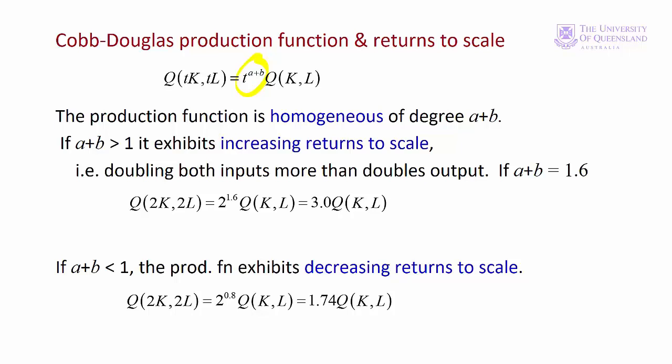For example, doubling both inputs more than doubles outputs. If we had the case where a plus b is equal to 1.6, we could double the inputs, double both labour and capital. The factor we'd multiply it by would be 2 to the 1.6, and so we'd double inputs and output would increase by 3 times.